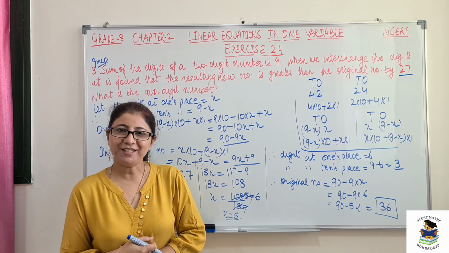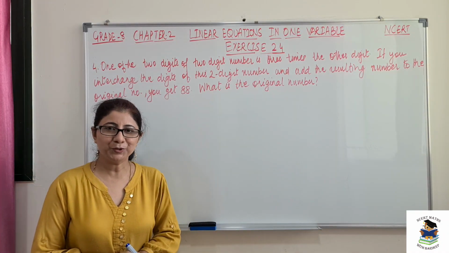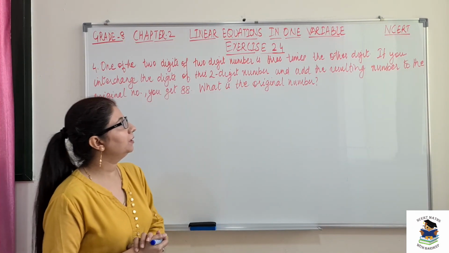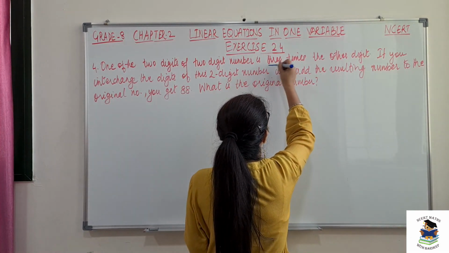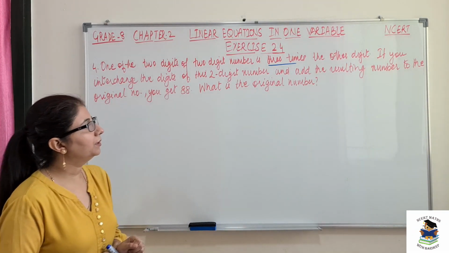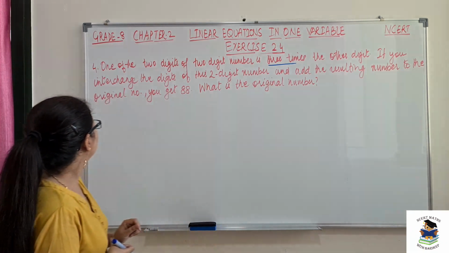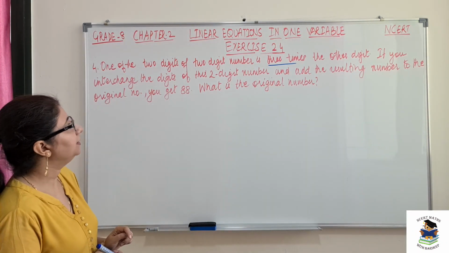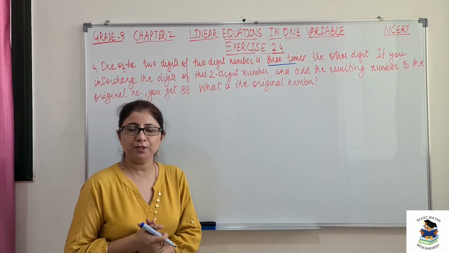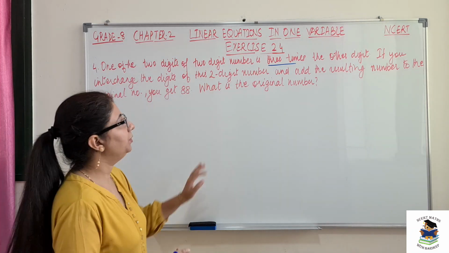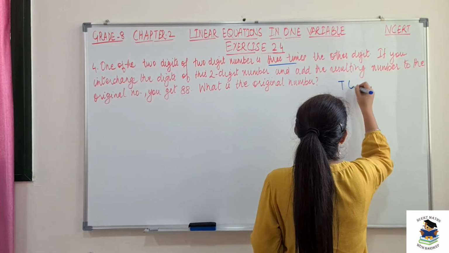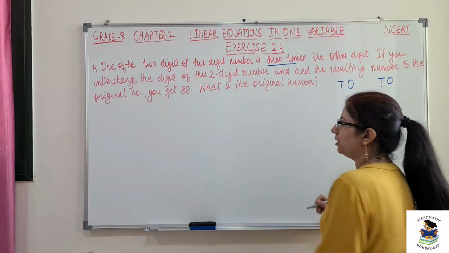So now let's move on to the next question. So let's see our fourth question of the exercise. One of the 2 digits of a 2-digit number is 3 times the other digit. If you interchange the digits of this 2-digit number and add the resulting number to the original number, you will get 88. So what is the original number? Since this question is similar to question number 3, that is why I have included this question in this video itself. So let's see. We will assume our number and then interchange the digits.